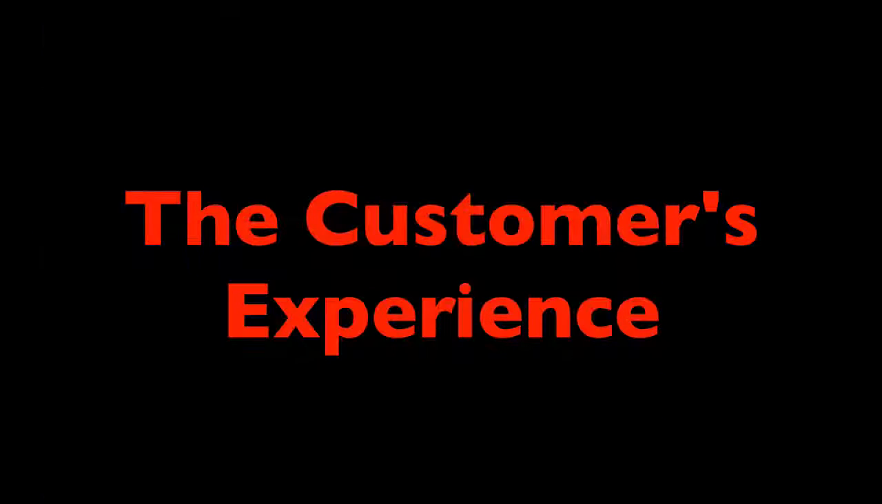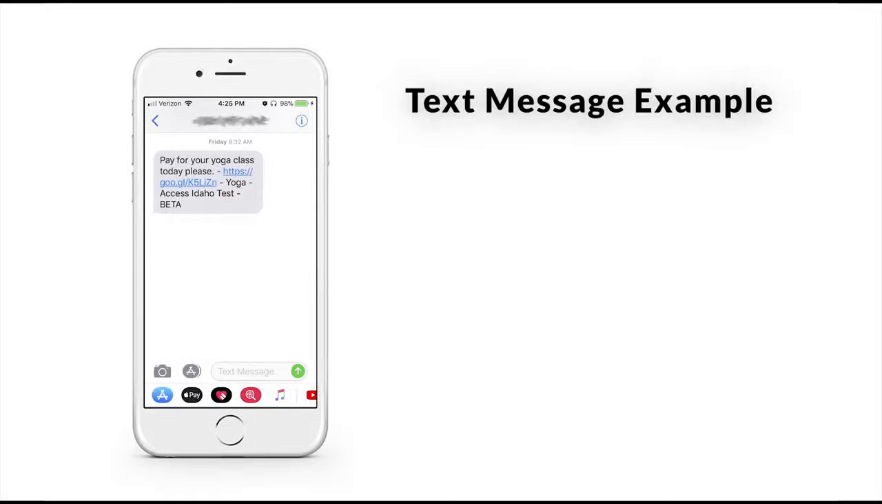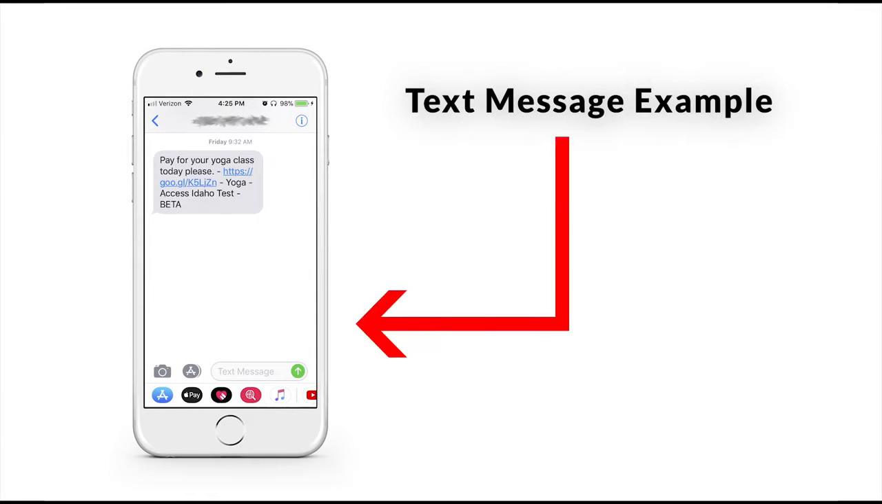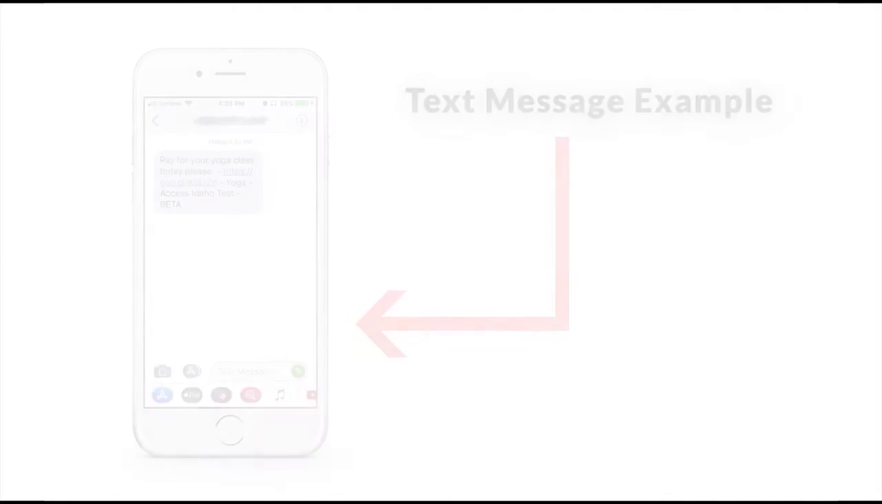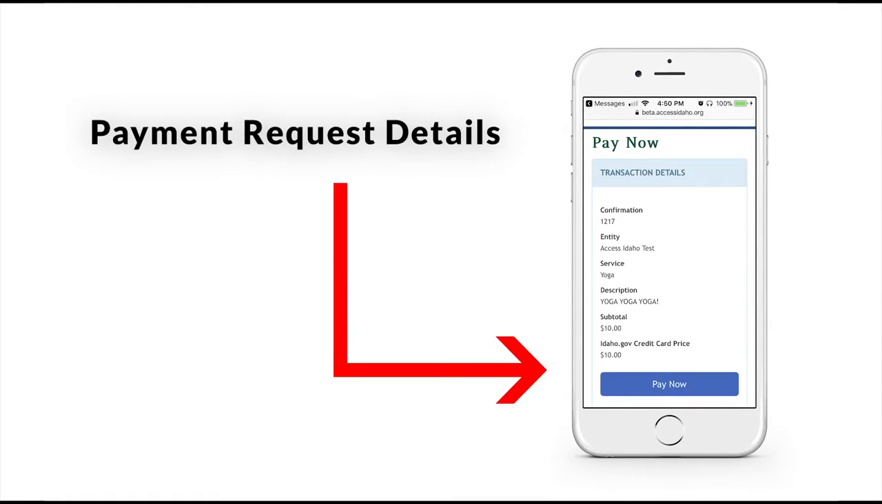Your request will be delivered to your customer's mobile device via text message or to their email, depending on the method you selected when creating the payment request. The message they receive will include a Google shortened URL directly to the application where they will be able to see the details of your request.